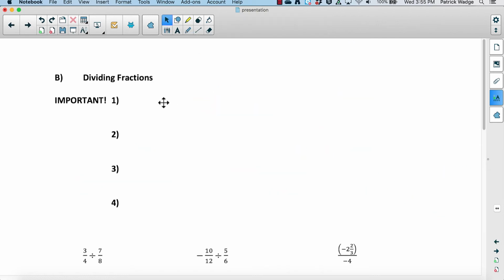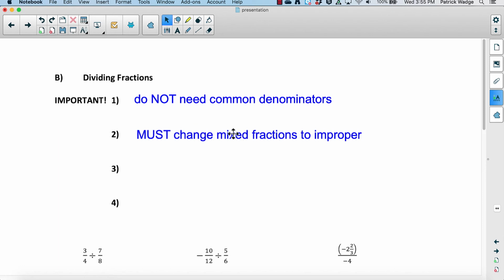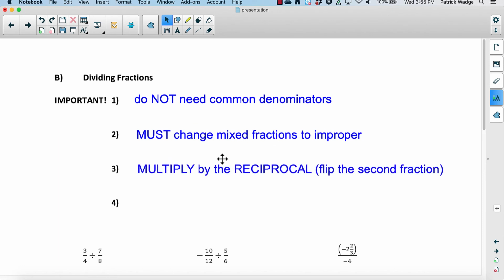Dividing fractions, I got some more important steps for you. 1. Don't need common denominators. Hey, that's familiar. 2. You must change mixed fractions to improper. Hey, that's familiar too. 3. Multiply by the reciprocal. Flip the second fraction. What? Remember this? Remember what a reciprocal is?